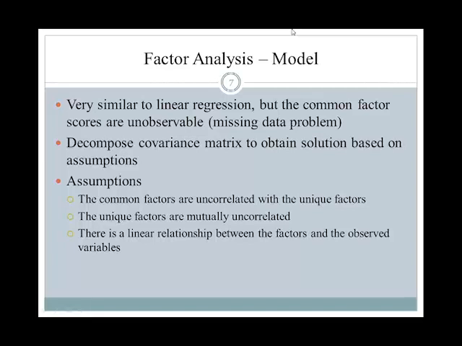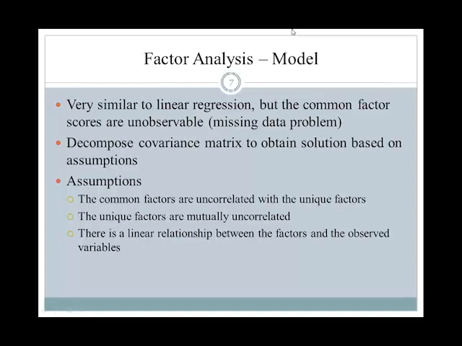So in combination with that equation, we also make some assumptions in factor analysis. The first assumption is that the common factors are uncorrelated with the unique factors, and this is important because it allows us to decompose the variance of every single observed variable into variance that is due to the common factor and variance that's due to a unique factor. The second assumption is that the unique factors are mutually uncorrelated. That's why the theta matrix is diagonal. And the third assumption is that there is a linear relationship between the factors and the observed variables. We can relax that assumption and allow for quadratic relationships, or our outcome can be binary if we want, etc.